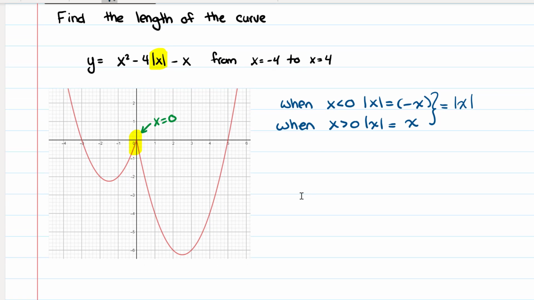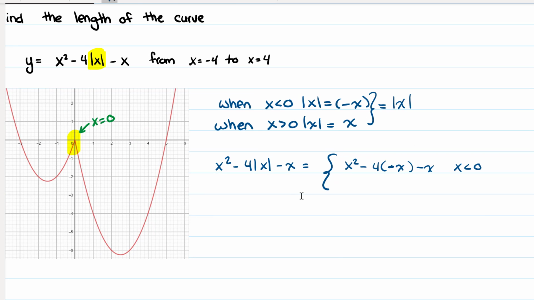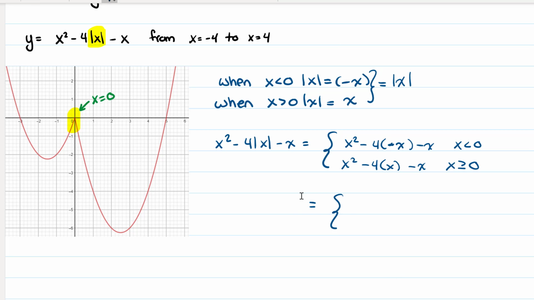Okay, so we're going to break up our function, which is x squared minus 4 absolute value of x minus x, and we're going to split that up into a piecewise function. So it's x squared minus 4 times negative x minus x when x is less than 0. And it's x squared minus 4 times x minus x when x is greater than or equal to 0. So I'm going to go ahead and clean this up. And I get x squared plus 3x. And I get x squared minus 5x.